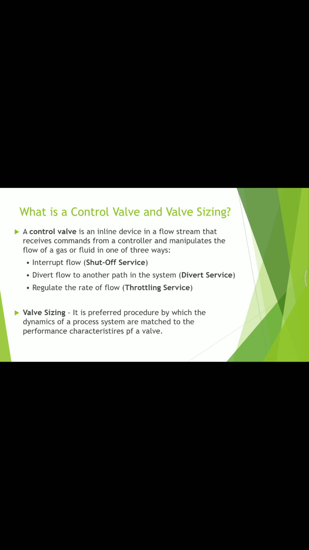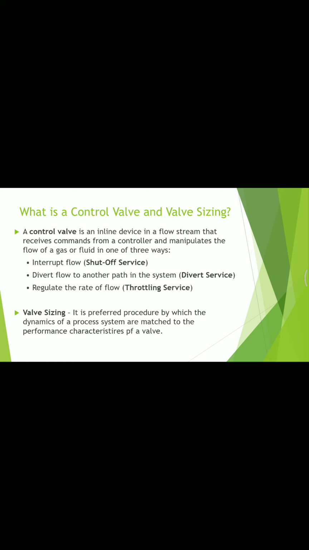A control valve is an inline device in flow streams that receives commands from the controller and manipulates the flow of gas or fluid in one of three ways. First way is interrupt flow, shutoff service. Second is divert flow to another path in the system. This is divert service. And third is regulate the rate of flow, that is throttling service.